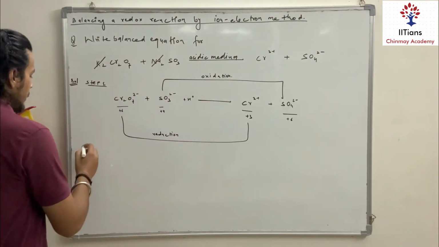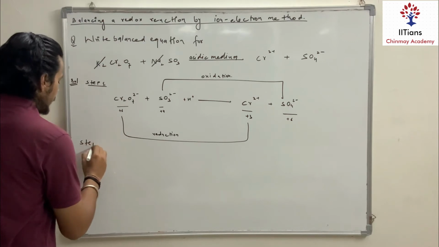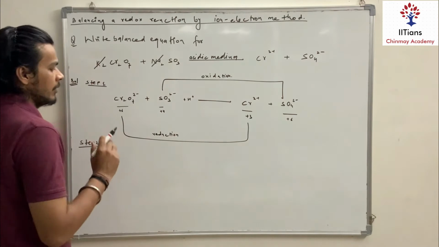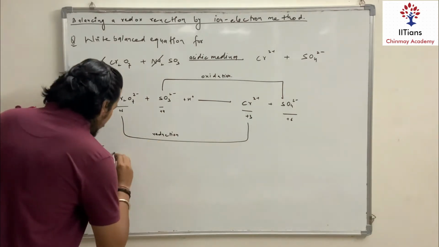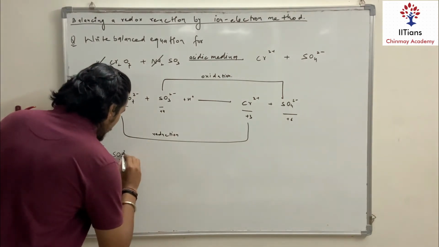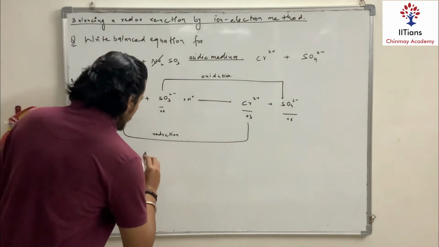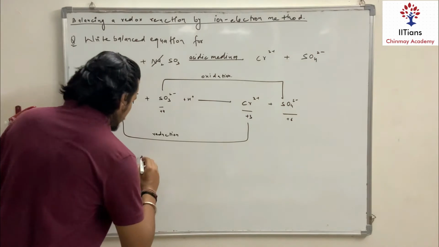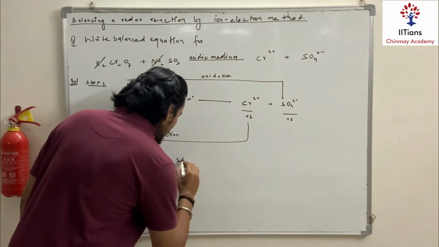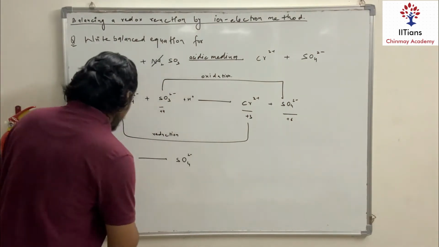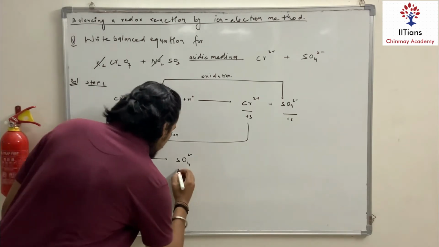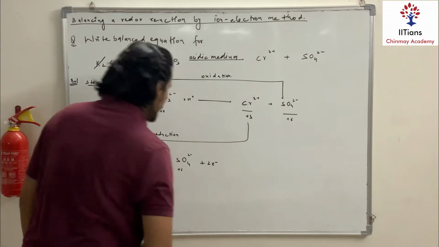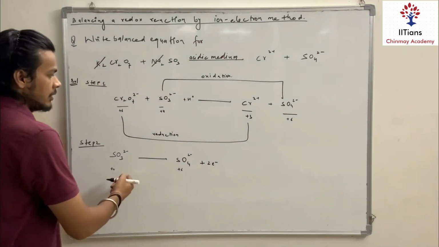Now the next step is to write the oxidation half and reduction half separately. I'm writing the oxidation half first: SO3 2- will become SO4 2-. Here this is plus 4, this is plus 6, that means 2 electrons have been released. So this is the oxidation half.